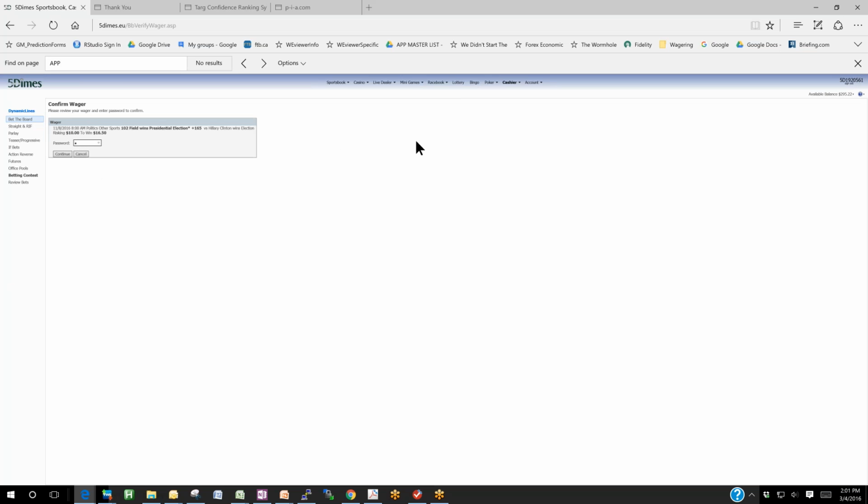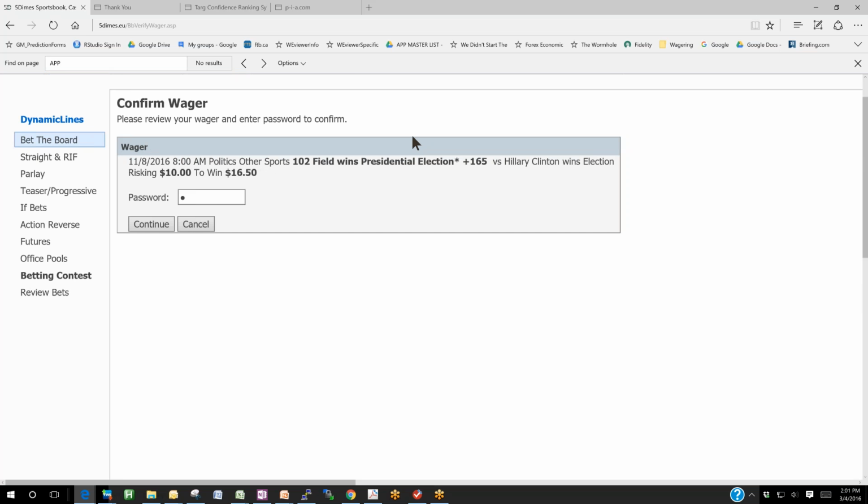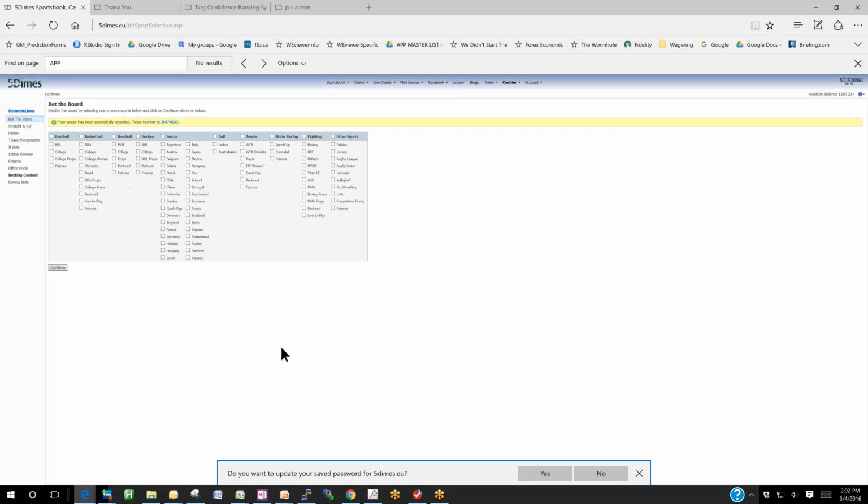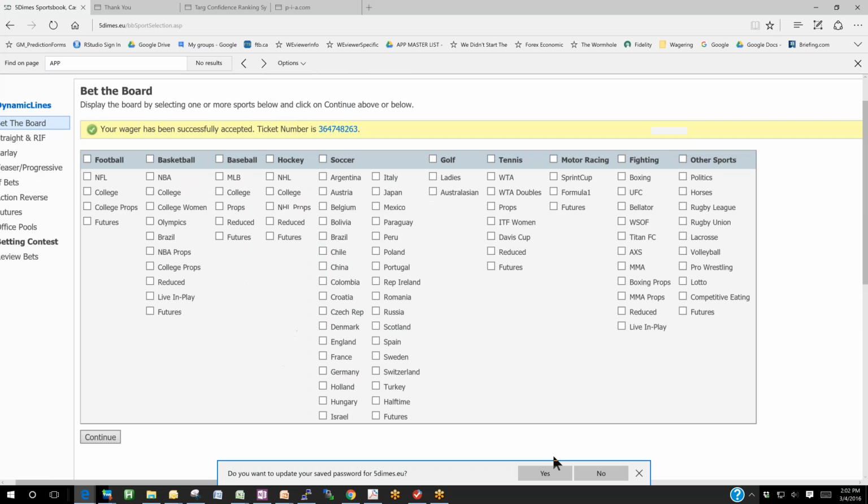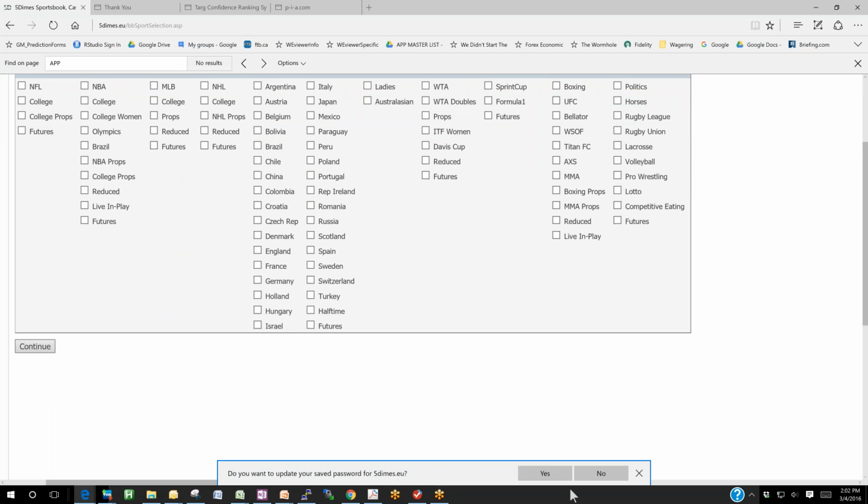You scroll in, zoom in. Oh, sorry. Yeah. Scott. So there's the risking and the win. And it says the field wins, which means anybody but Hillary here. And hopefully I remember my password. Okay. So I guess it took it, right? Zoom in again. Yeah, I don't use 5 dimes. I'm surprised it didn't. Oh, your wager has been successfully accepted. Okay. So I can update my password.